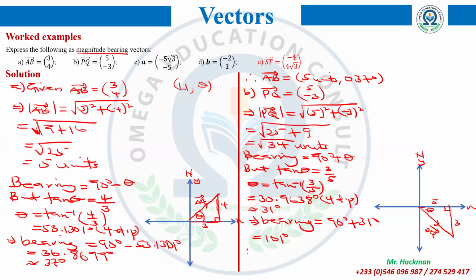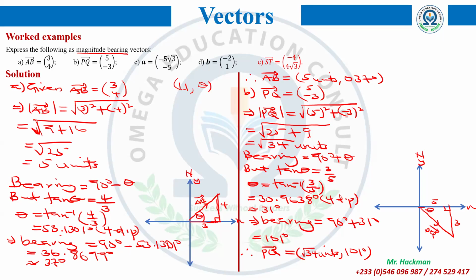So therefore, your PQ in the magnitude bearing form will be equal to the magnitude, which was root of 34 units, comma, your bearing will be 101 degrees. I'm coming, those of you with your hands up. Let me see, a couple of hands up. The first hand up here is Prof. Stephanie.